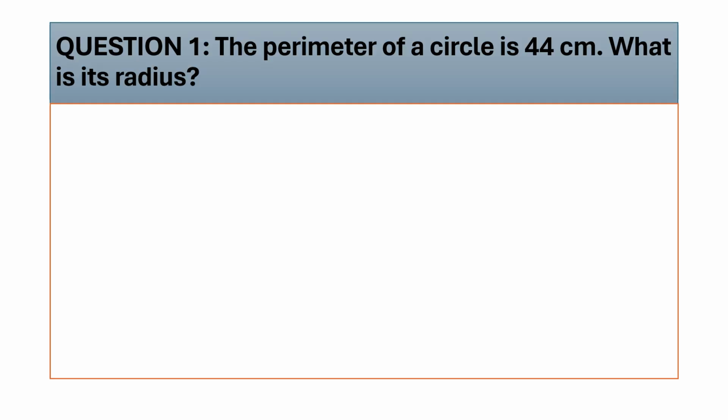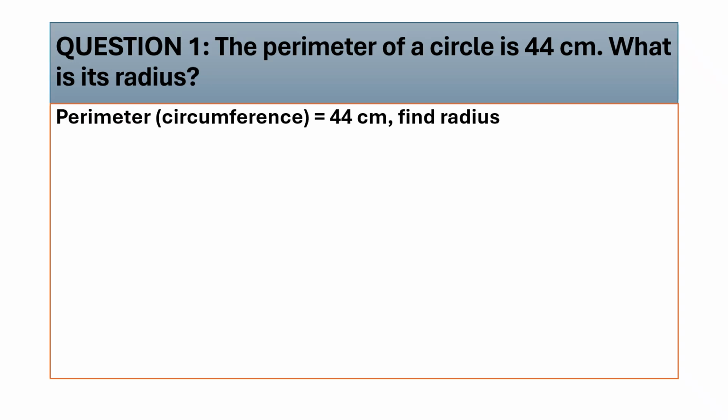Let's understand question number 1. The perimeter of a circle is 44 centimeter. What is its radius? Now, when we use the word perimeter or circumference, it is the same. For circumference, we use this particular word for the circle, and perimeter we use for the other polygons or closed figures. So here the circumference mentioned is 44 centimeter, and you have to find the radius.